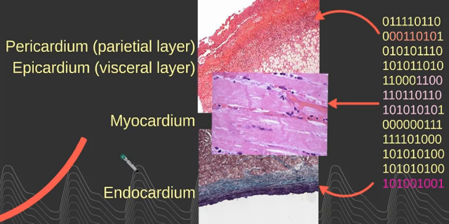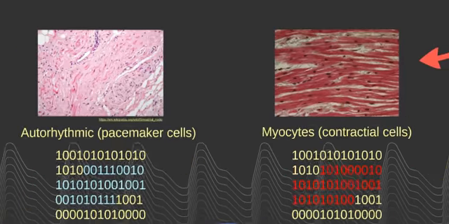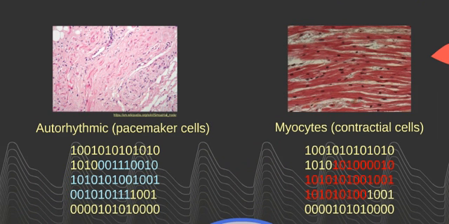But the myocardium is where we want to focus today, because the myocardium actually has 2 different types of cells. They have pacemaker cells and contractile cells. So the autoarrhythmic, it's really easy to intuitively say, oh, autoarrhythmic. It makes its own rhythm, and then the myocytes are the contractile cells that actually contract and pump blood. But as you can see, the DNA, the code right here, they're really alike.